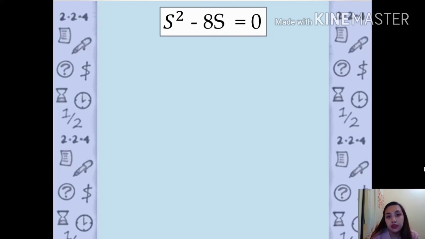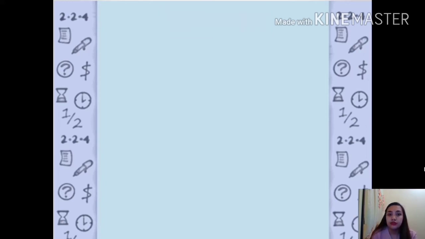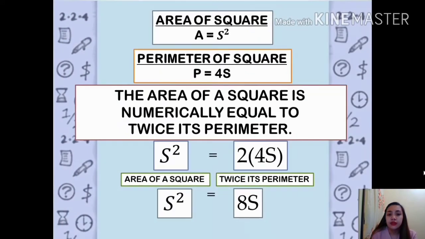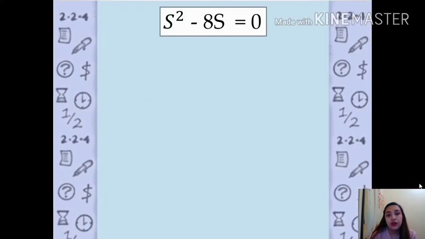Paano naging ganito ang equation? Let's go back. So as you can see, you have a final equation of S squared equals 8S. Para ma-solve natin ito, we are going to transfer 8S. So you will use the additive property. So ililipat mo si 8S sa kabila. Siyempre, kung positive siya, magiging negative. So ganito ang magiging equation niya: S squared minus 8S equals 0.